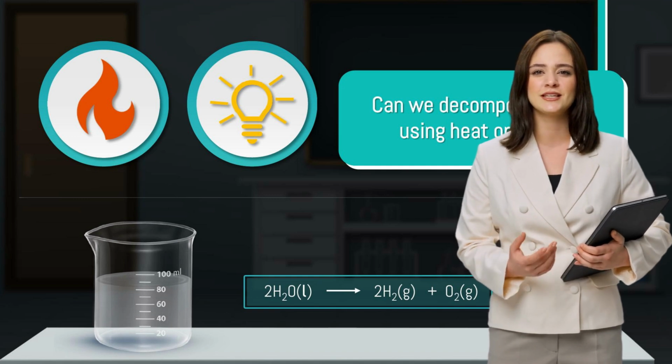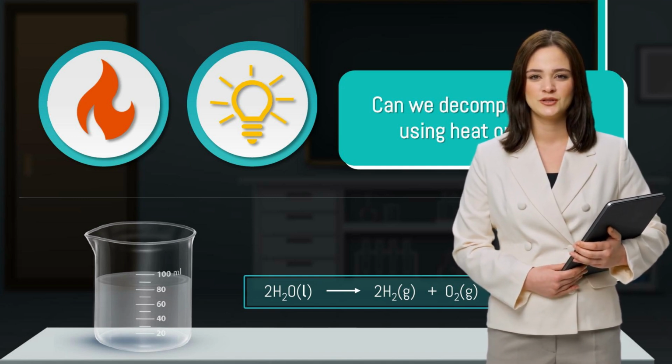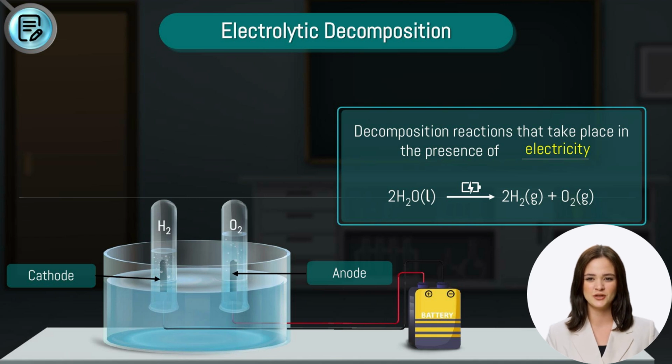So if neither heat nor light can do it, how do we actually decompose water? When we pass an electric current through water, it breaks down into hydrogen and oxygen gases. The hydrogen gas collects at the cathode and oxygen at the anode. So, decomposition reactions that require electricity are called electrolytic decomposition reactions. 2H2O electrolytic decomposes to form 2H2 and O2 gases.